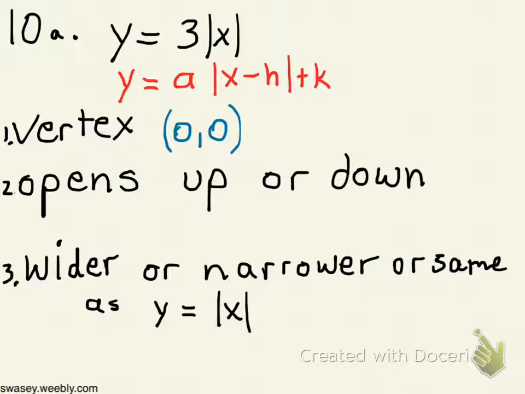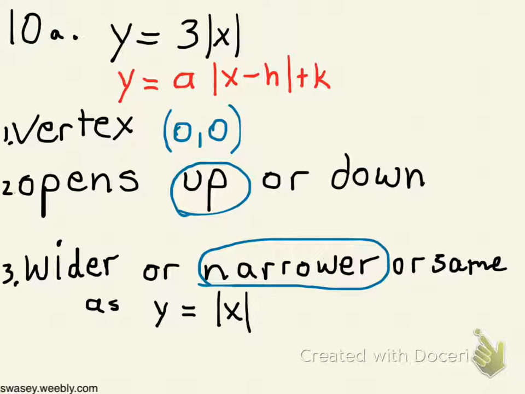So we have a vertex at 0, 0. This one, a, is positive, so it's opening up. And then, is it going to be wider, narrower, or the same as y equals absolute value of x? Because the a is greater than 1, it's going to be narrower. Or you could say steeper.